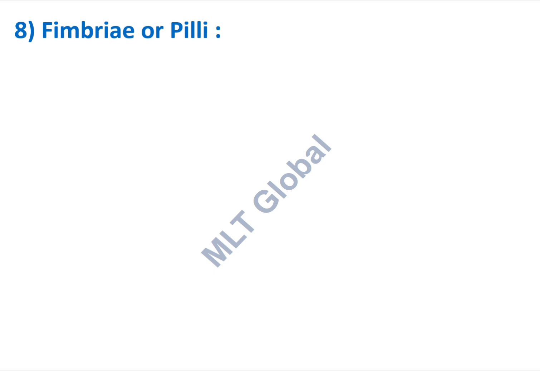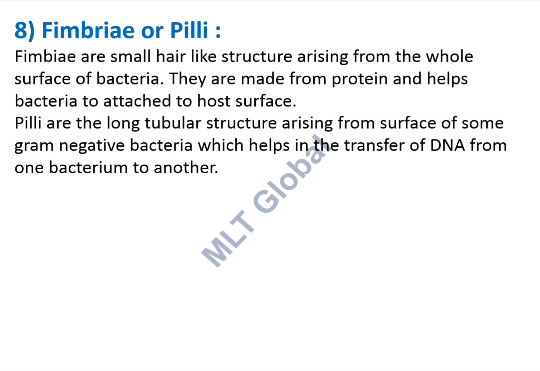Fimbriae or pili. Fimbriae are small hair-like structures arising from the whole surface of bacteria. They are made of protein and help bacteria to attach to the host surface. Pili are long tubular structures arising from the surface of some gram-negative bacteria which help in the transfer of DNA from one bacterium to another.